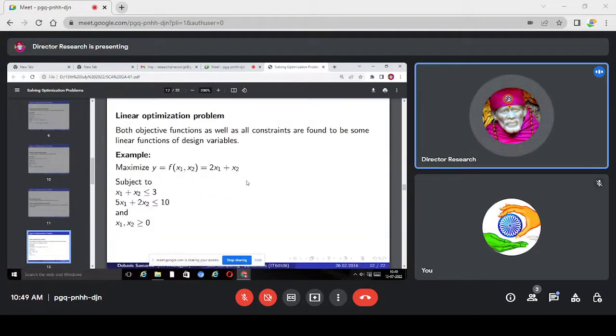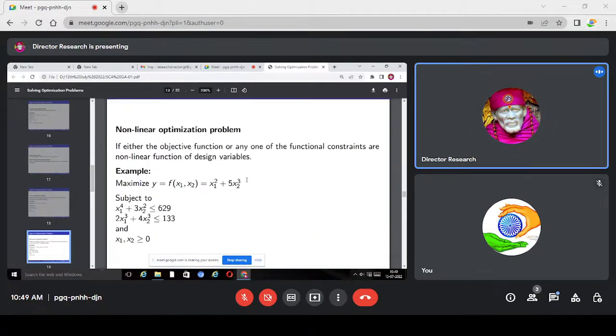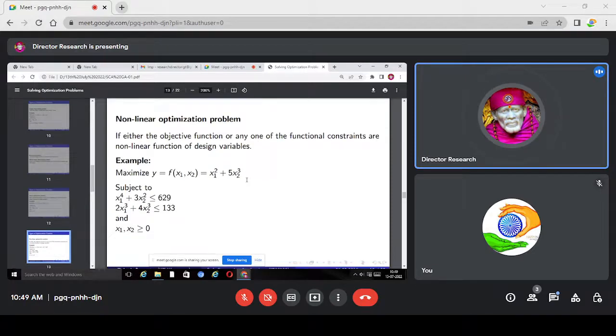Linear optimization problem: both the objective function as well as the constraints are linear functions of the design variables. Just see this, x1, x2 greater than or equal to 0. Non-linear optimization: if either the objective function or any one of the functional constraints are non-linear functions of the design variables, for example x1 square, 5 x2 cube. So these are non-linear functions.